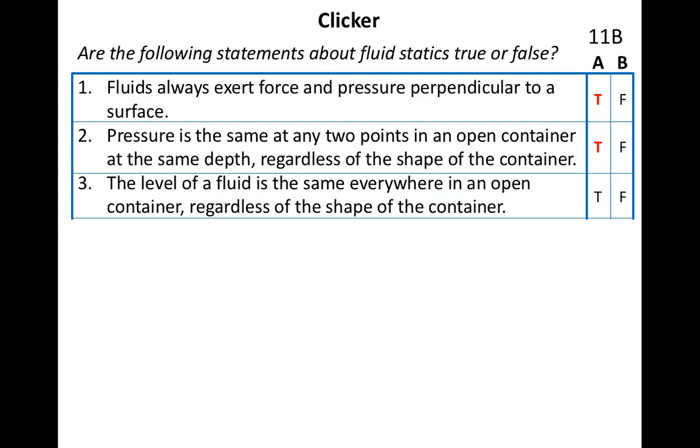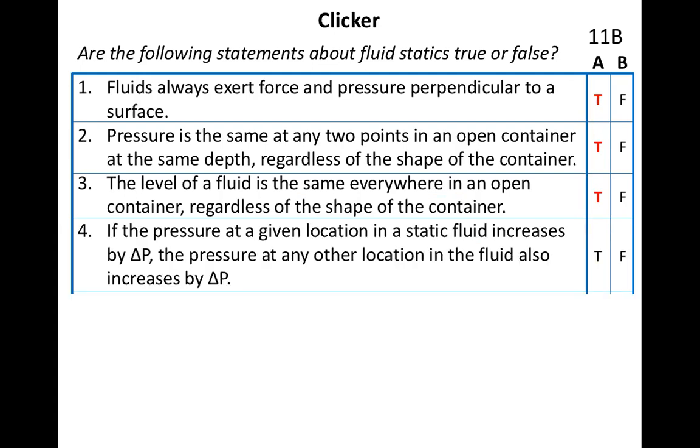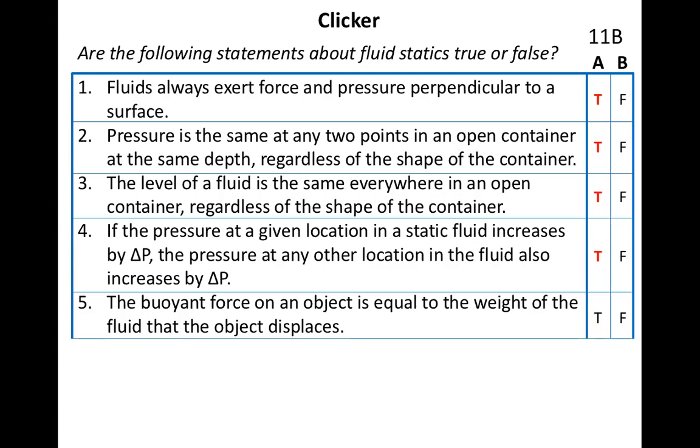Level of fluid is the same everywhere in an open container, regardless of the shape of the container, neglecting capillary effects. Yes, there's a demo for that. 4, if the pressure at a static fluid increases by delta P, it also increases in another place. This is a statement of Pascal's principle. That's true.